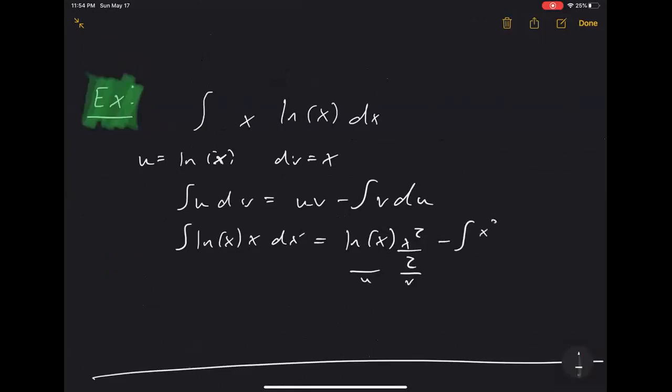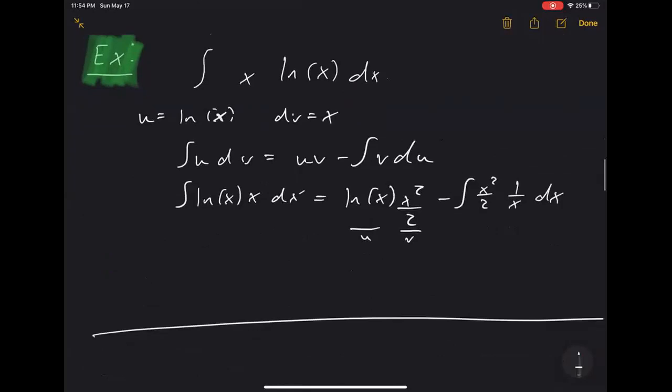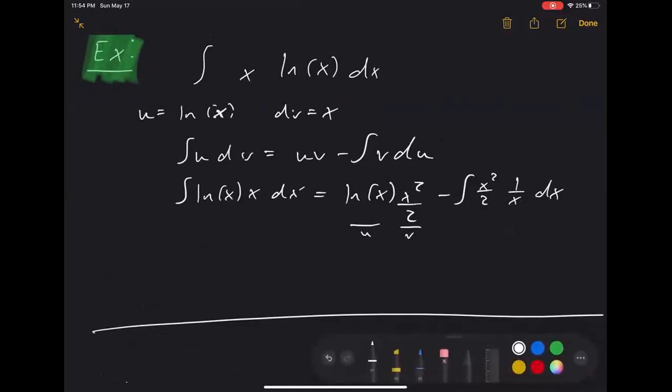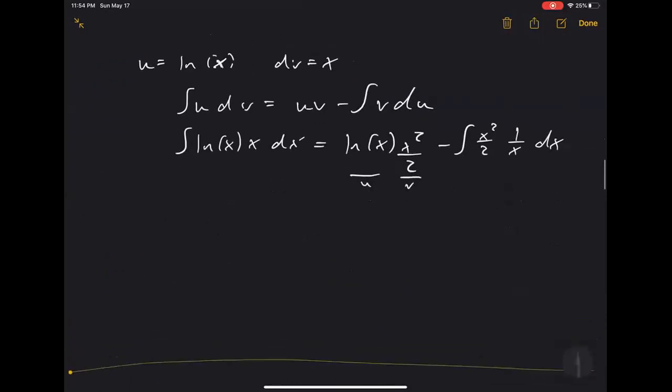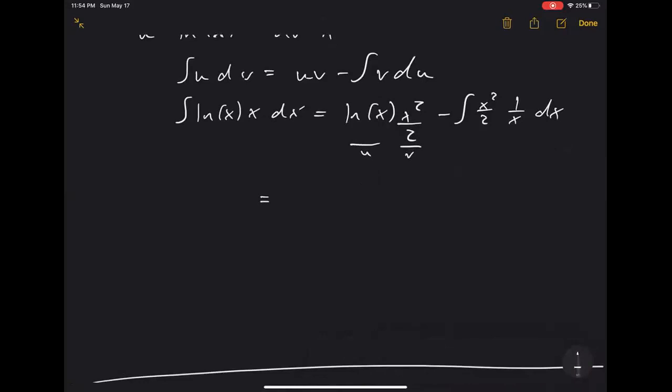Well, v, like I just said, is x squared over 2. And then what's du? What's the derivative of ln of x? Well, that would just be 1 over x, right? And now I need to integrate that thing. So let's continue on this line, just rewriting what we have.